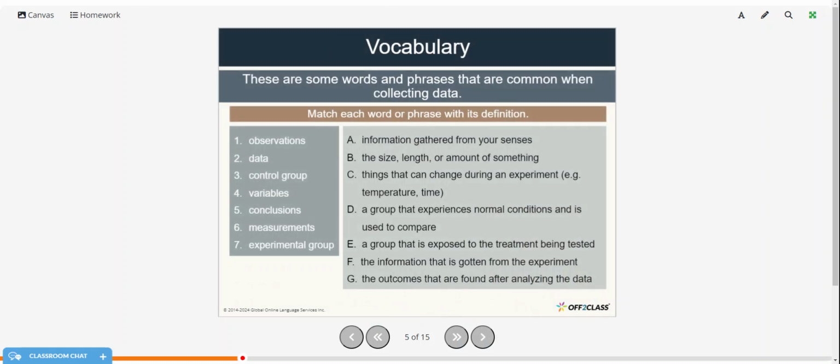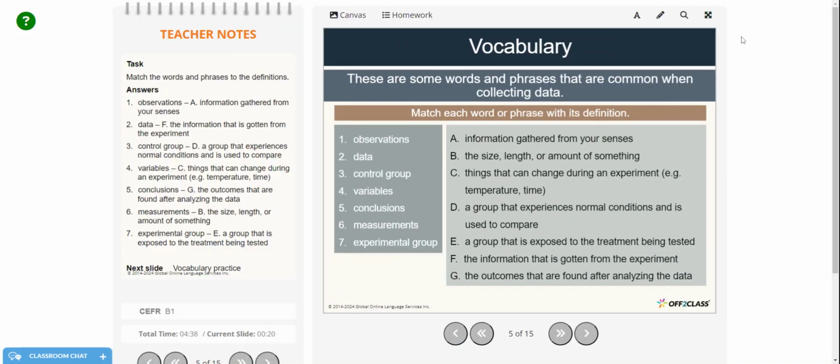All right, these are some words and phrases that are common when collecting data. So try to match each word or phrase with its definition. You can pause the video, try that on your own, and then restart when you're ready to check your answers. Okay, so number 1 is A. Observations are information gained from your senses.